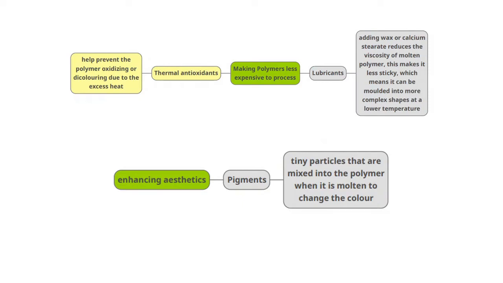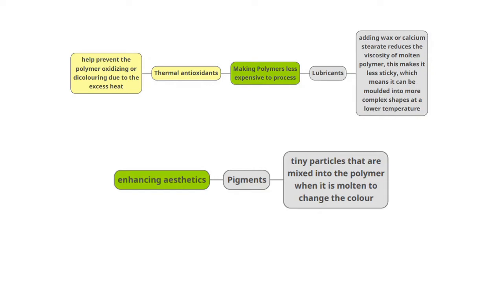Now, making the polymers less expensive to produce, so you've got thermal antioxidants. These prevent the polymer from oxidizing or discoloring due to excessive heat. Excessive heat will happen in the processes, so injection molding and that sort of thing. You're having a huge amount of heat. Same with if it's going to be near a heat source when it's actually used as a physical product, so you want to avoid that.